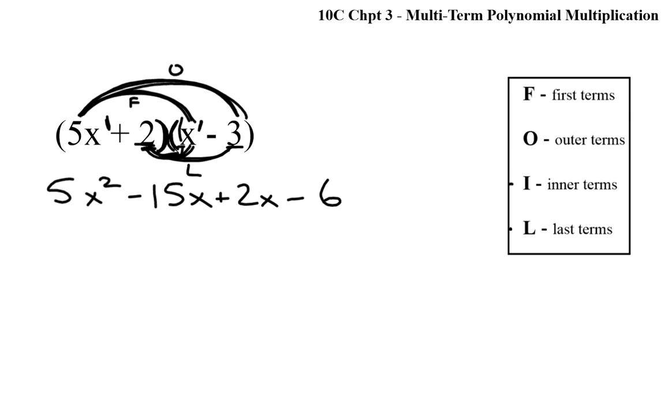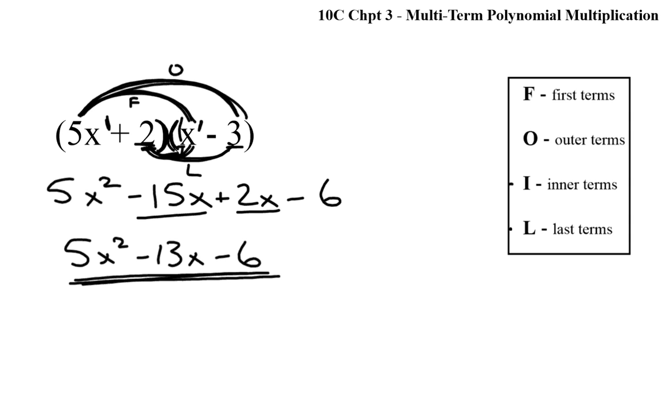Always, after your multiplying is done, look for like terms. 5x squared minus 13x minus 6. There's the product of 5x plus 2 times x minus 3.